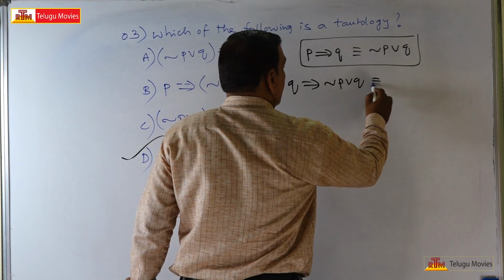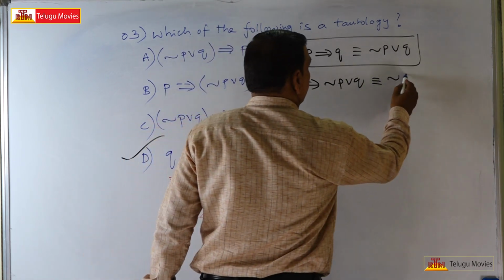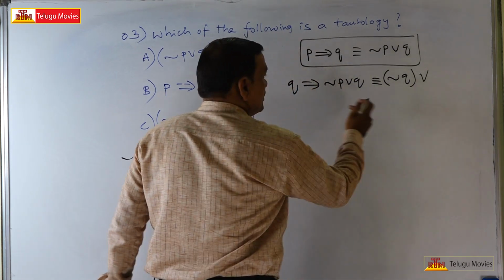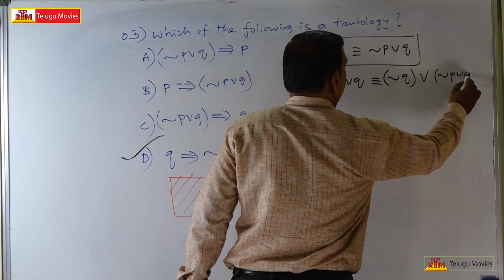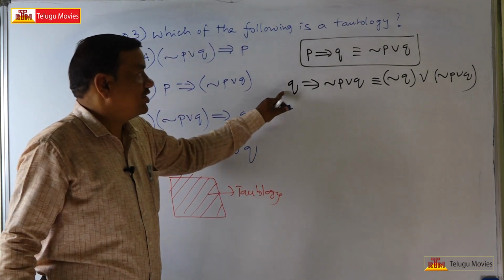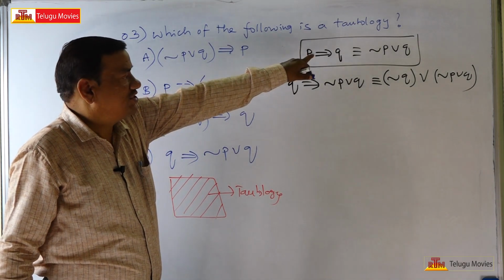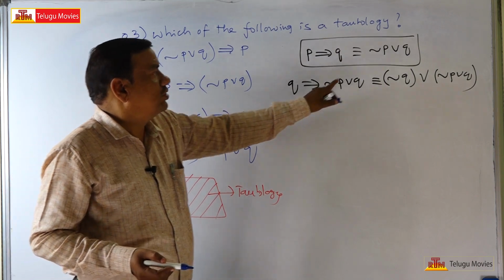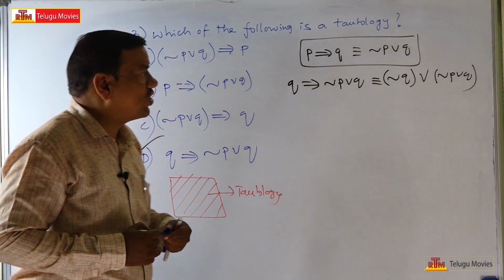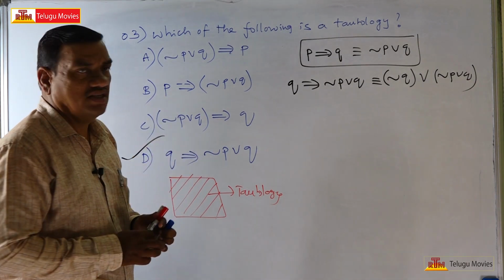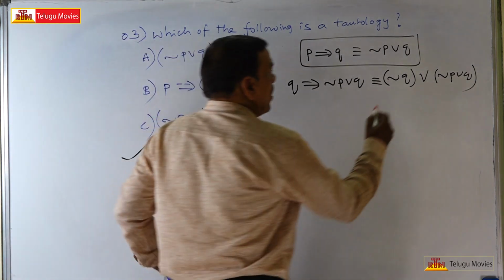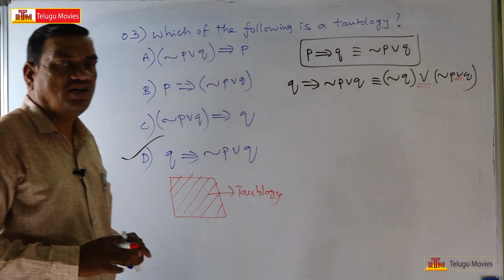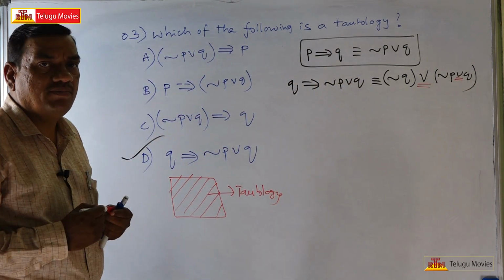Option D: Q implies negation P or Q. This is logically equivalent to negation Q or negation of P or Q. Negation Q, see the statement here, negation P, that means for the first statement, negation Q or total Q will come. So if you draw the Venn diagram for this, everything is a union, and definitely the total Venn diagram will get shaded.